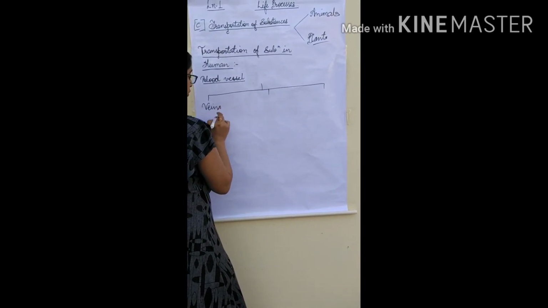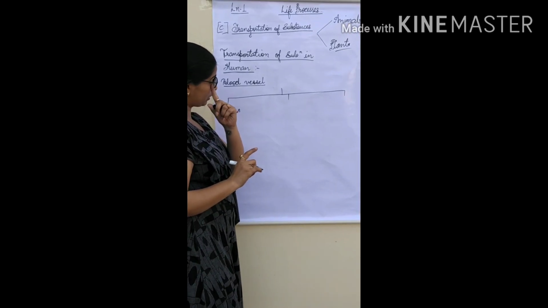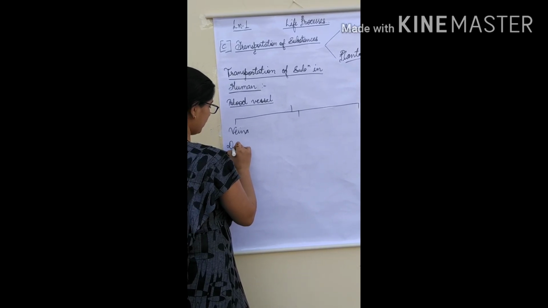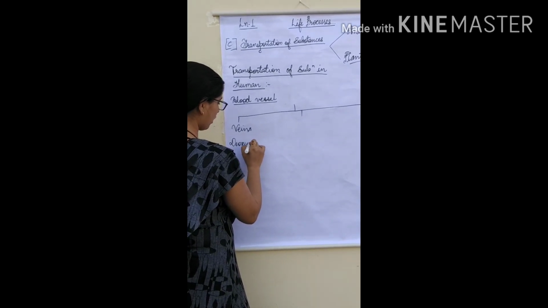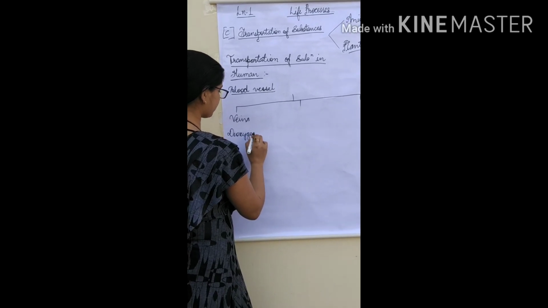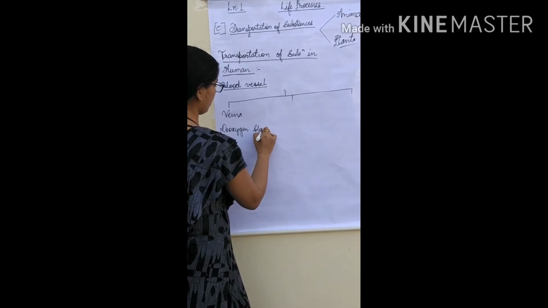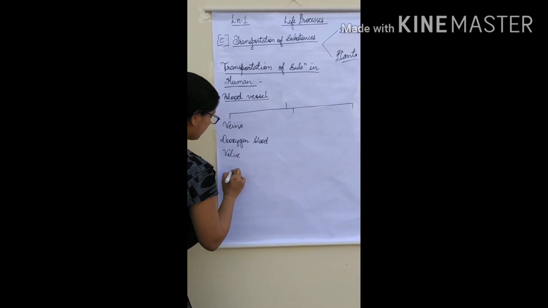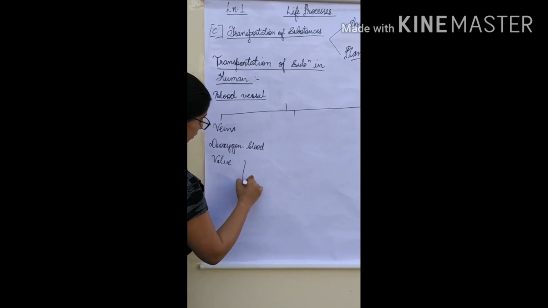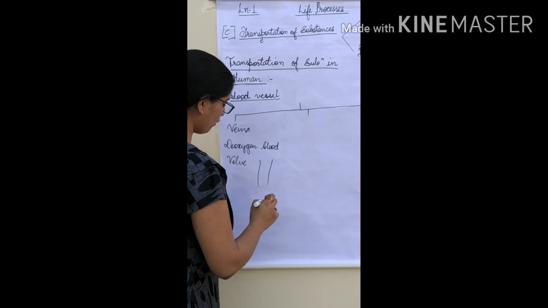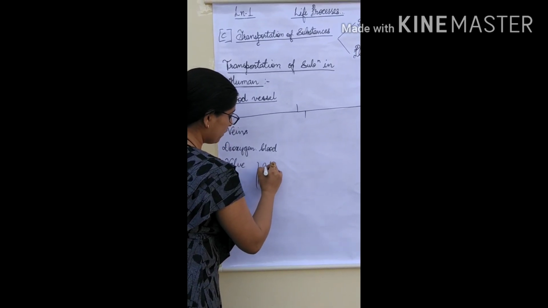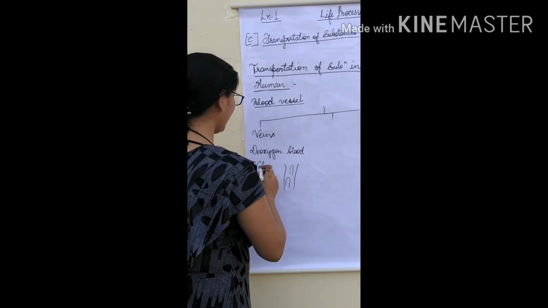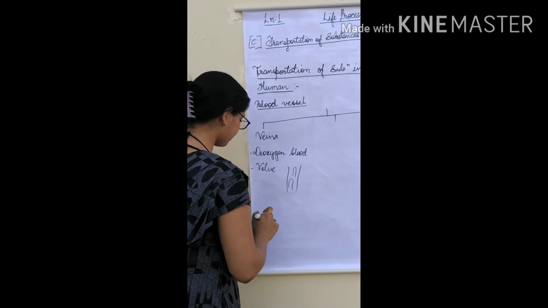Veins mostly, I'm not saying that they always, carry deoxygenated blood. Mostly they carry deoxygenated blood, but the exception case is your pulmonary vein. Right? Veins have valves present in them, the reason being to check the backflow of the blood. Veins have valves so that they do not allow the backflow of the blood.